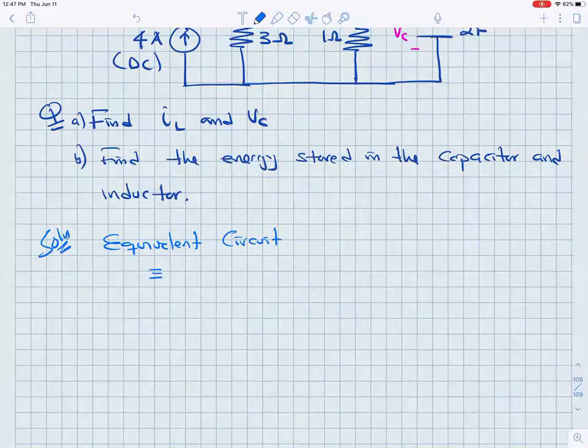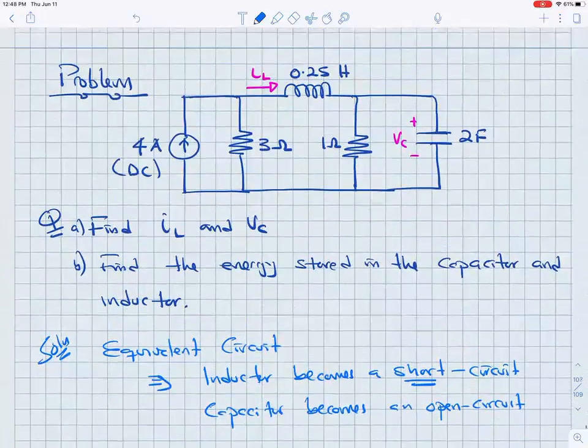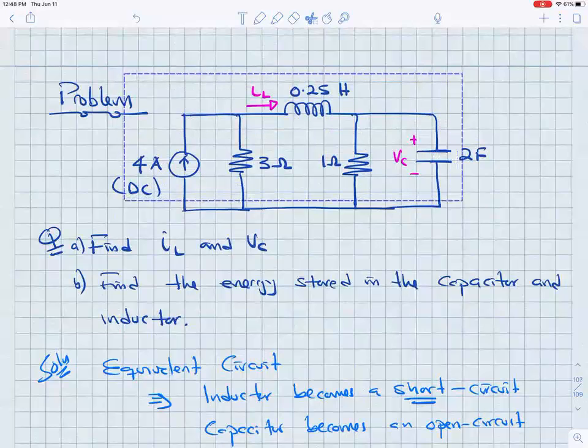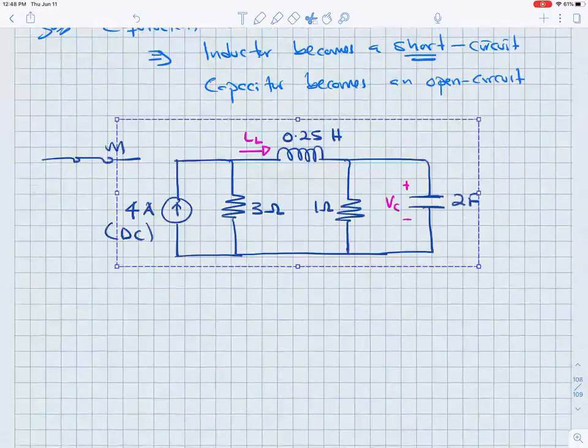Okay, so what happens? The inductor becomes a short, and the capacitor becomes an open circuit. So this is a short circuit. That's what the circuit will reduce to before we start to solve. So I'm going to go ahead and copy that and bring it here.